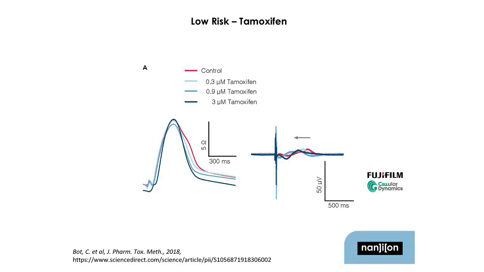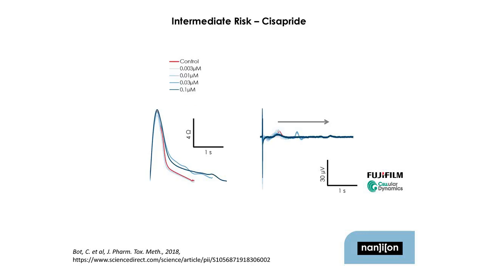This is one example of a low-risk compound. So this is tamoxifen. We did see a shortening of the field potential duration, a nice T wave. Impedance is not doing too much, so the contractility remains stable. The intermediate risk compound cisapride nicely was prolonging the field potential duration, and here a little bit of prolongation in the contractility at the APD value here.